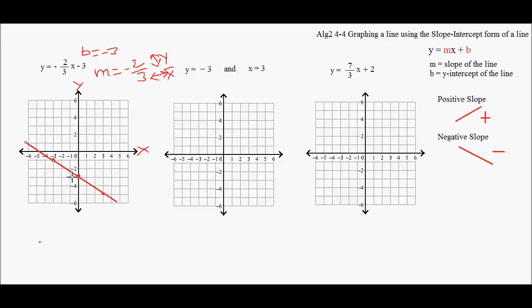Okay, so it's negative. It's up 2 over 3. Up 2, 3. 2 and 3. Should have made this 3 over 2, I guess.